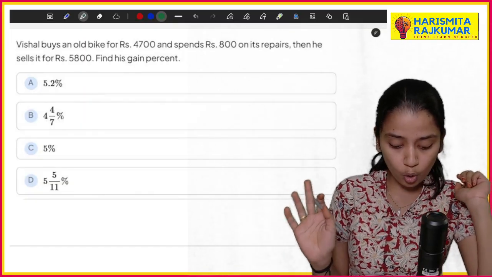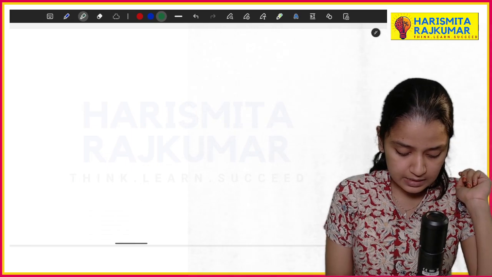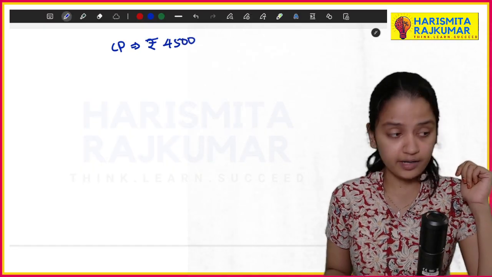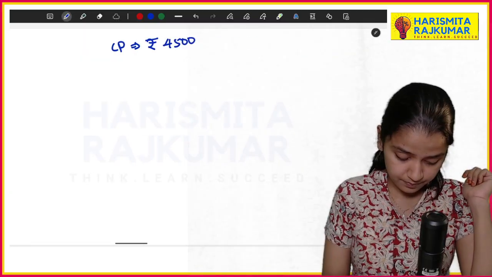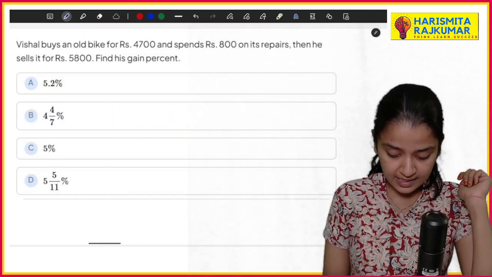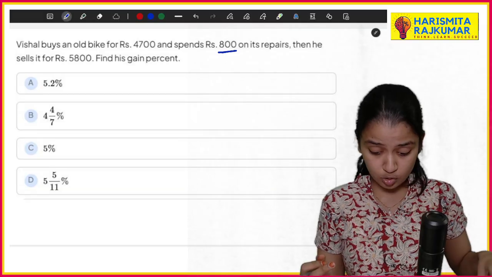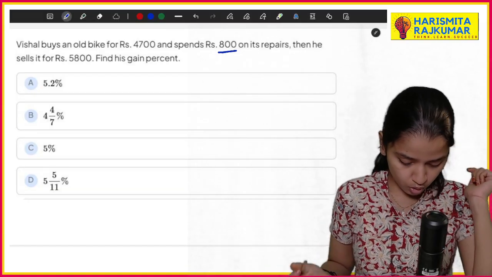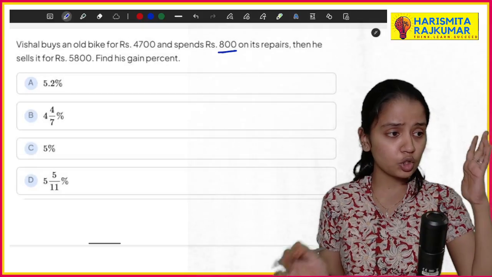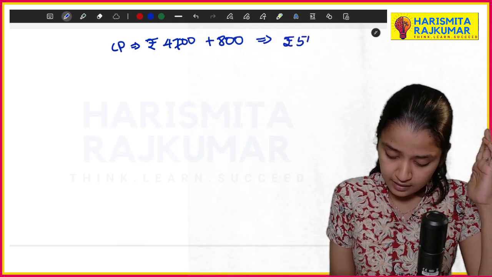Vishal buys an old bike for rupees 4,700. So what is the cost price of it? The cost price of the bike will be rupees 4,700. Now, he spends rupees 800 on its repair. So plus 800 I have to put, because the repair also you have to take under consideration. So my total for this will be rupees 5,500.